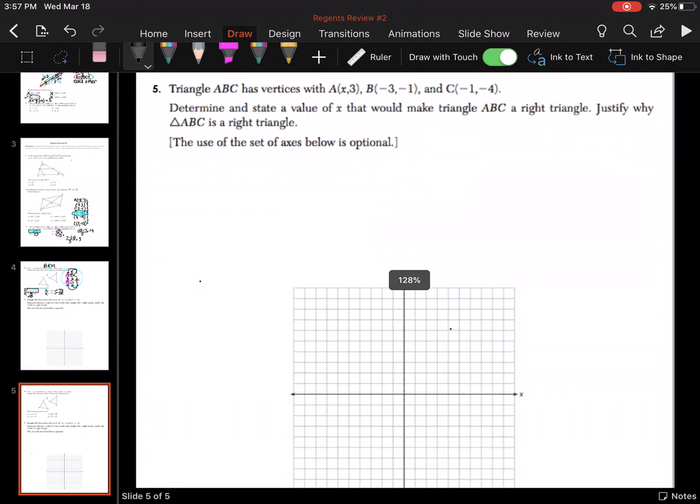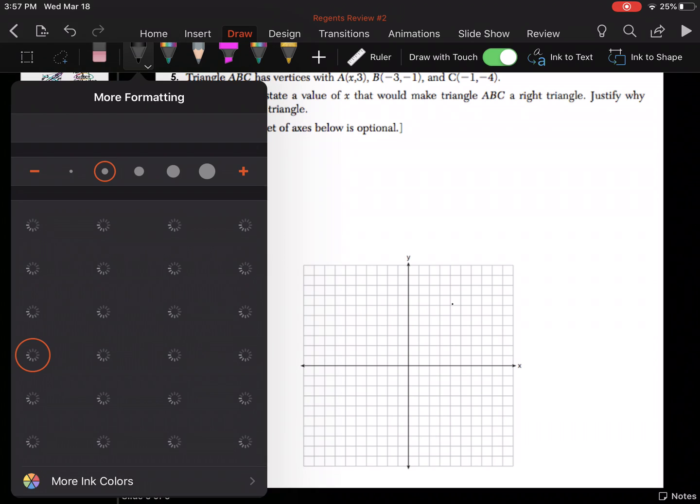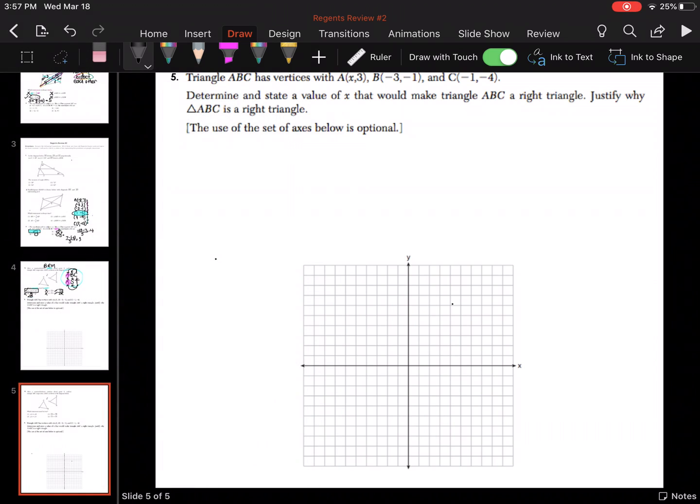Okay, so we have a triangle. Bear with me because graphing this is not easy on this iPad. We know that A has to have a y value of 3, so it's got to end up somewhere on this dashed line. This is the street it needs to live on because this is where y is equal to 3. B is negative 3, so left 1, 2, 3, negative 1 right here. And C is negative 1, 2, 3, 4 down here. So that's C. Now A needs to be somewhere on this dashed line.